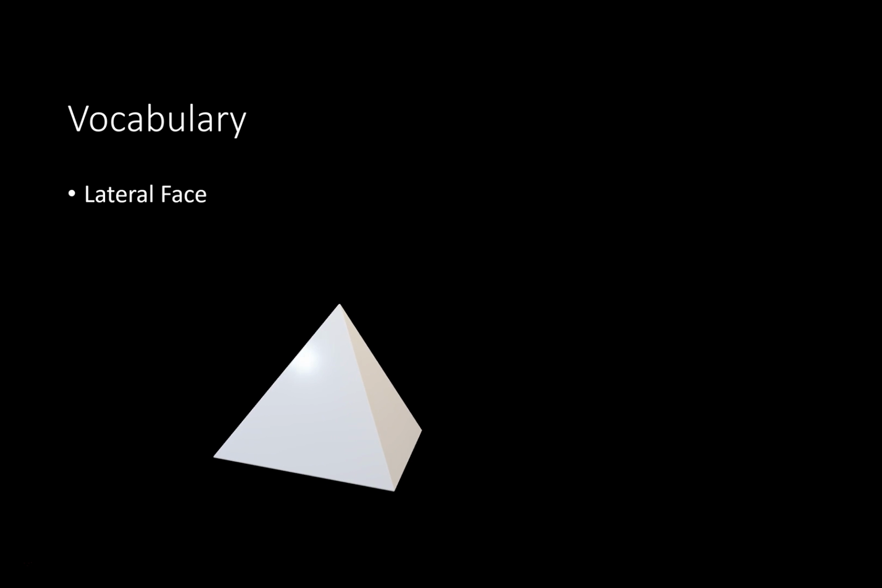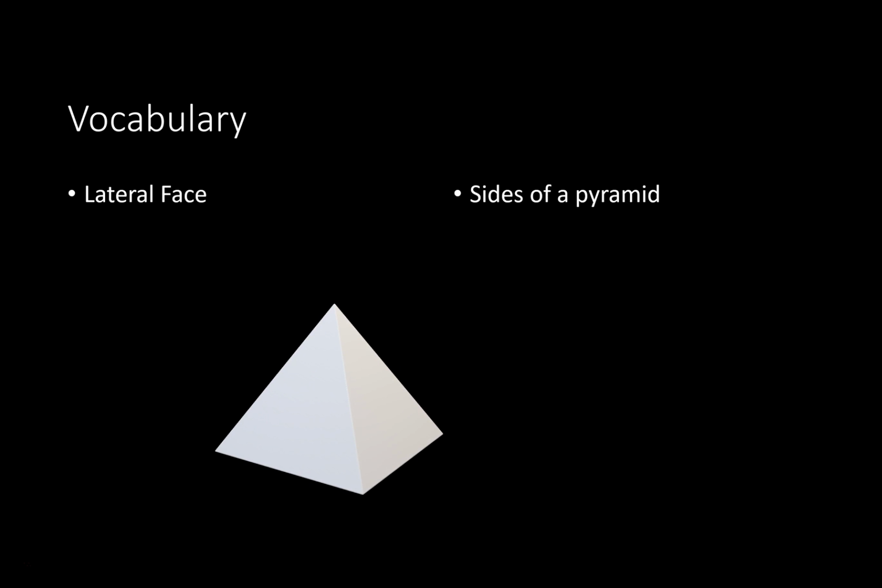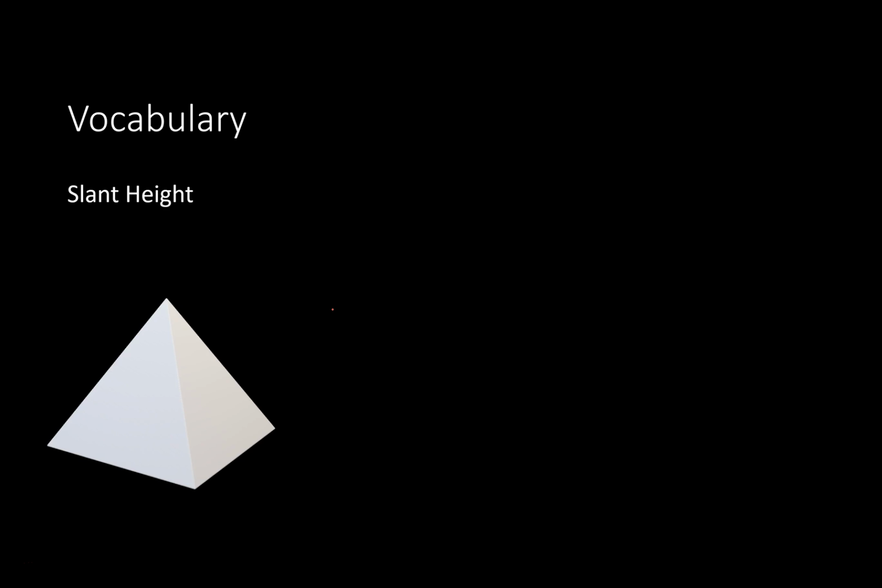We'll take a pyramid like this, and a lateral face is going to be the sides of that pyramid. So it would be like taking this side here. We're going to find that would be one lateral face.